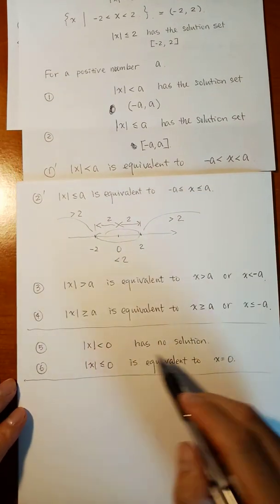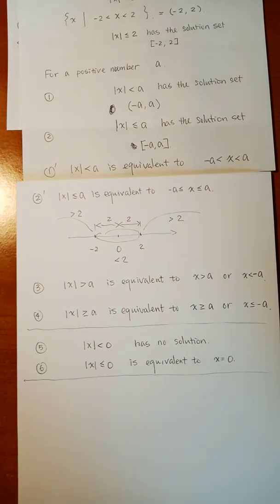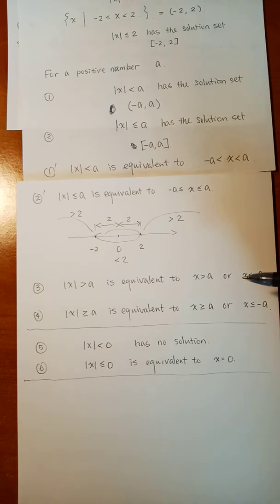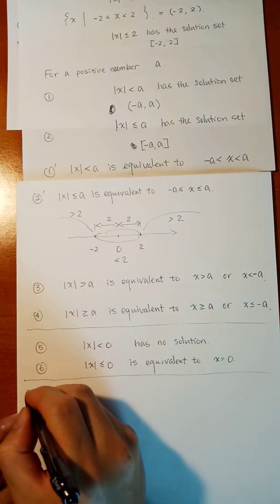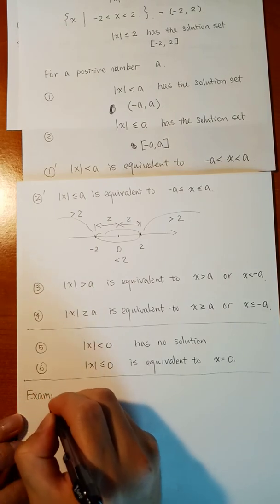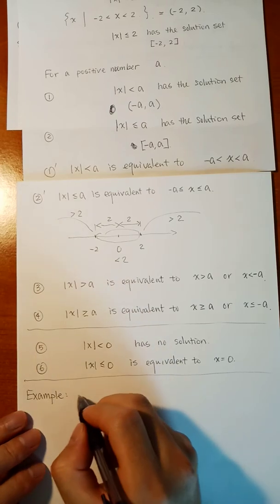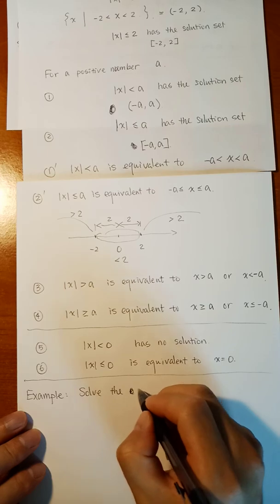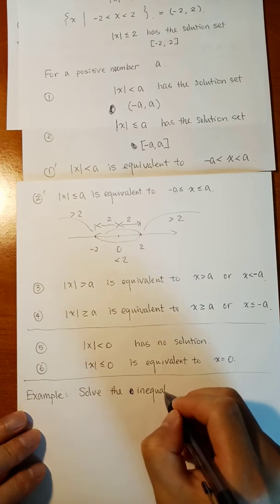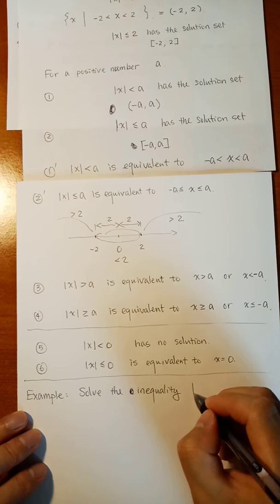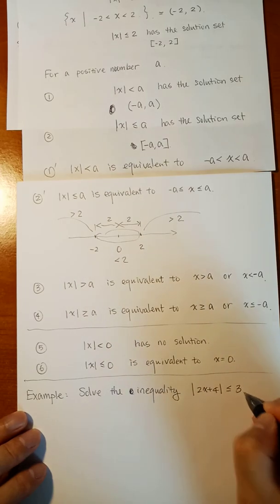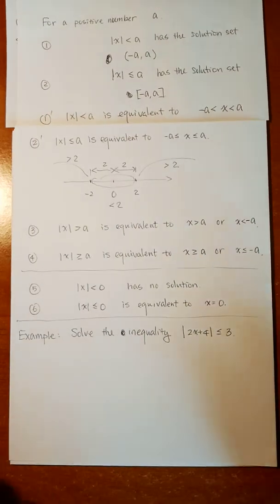One case has no solution. The other case has one solution. And in the other cases you always have the intervals. Good. Let's see the example. Solve the inequality, not equation. Solve the inequality: absolute value of 2x plus 4 less than or equal to 3.